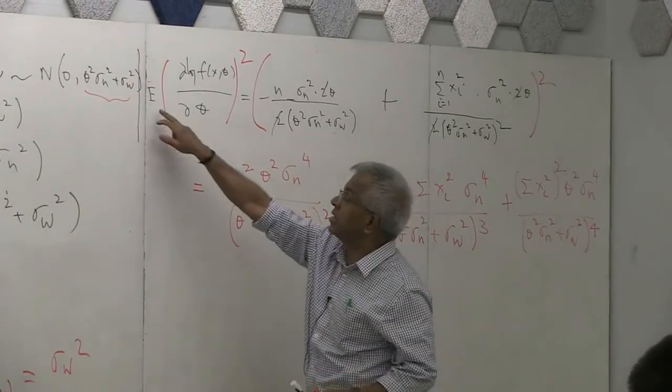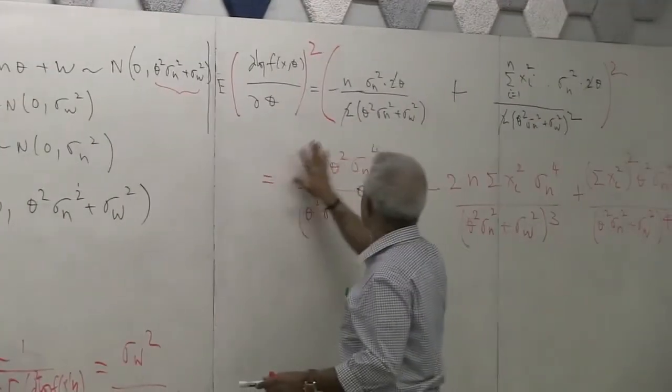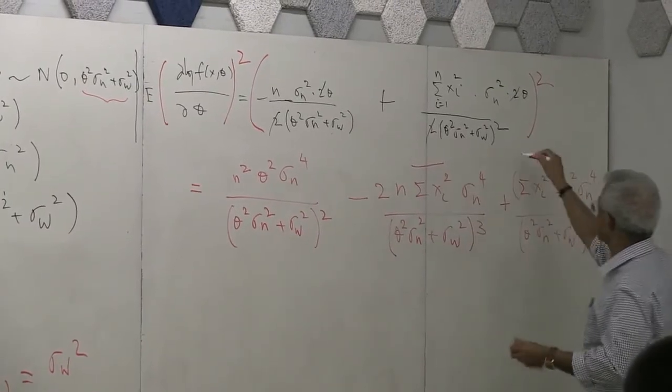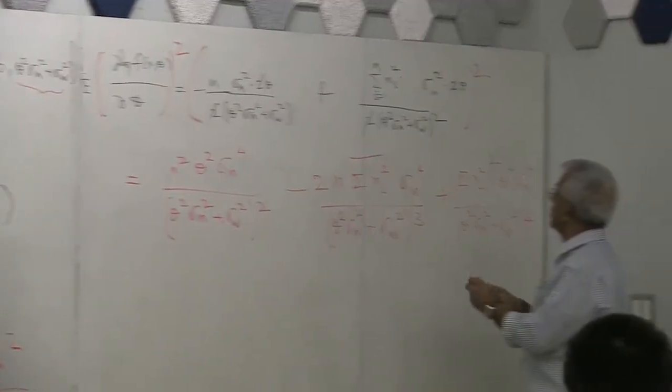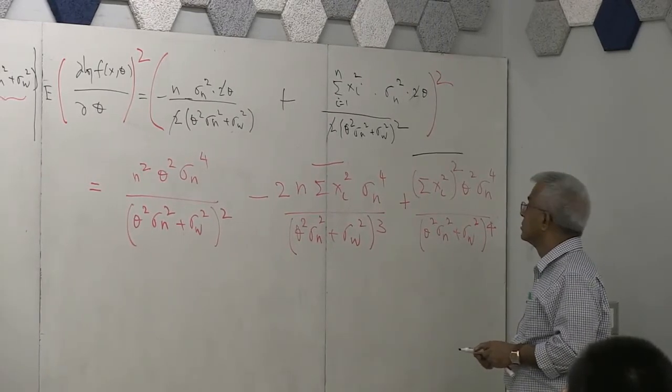Yes, this expectation is with respect to what you see, which is x. There is only x here. So the expectation of this is a constant. So you need the expectation here. You need the expectation here. We'll come to that in a second.